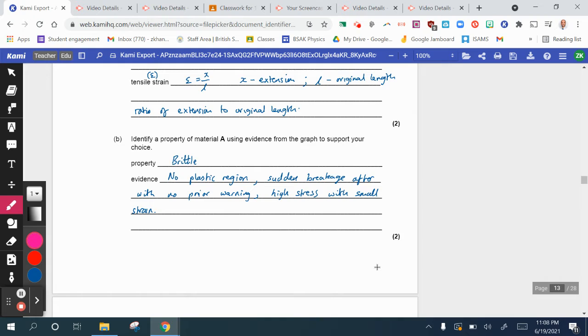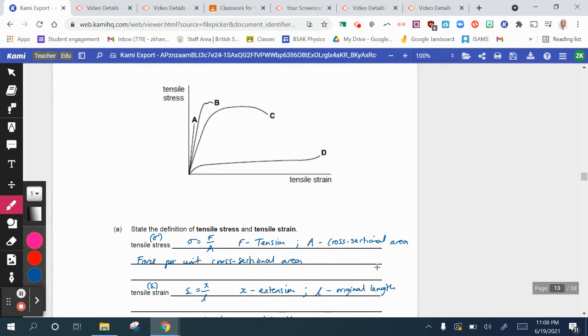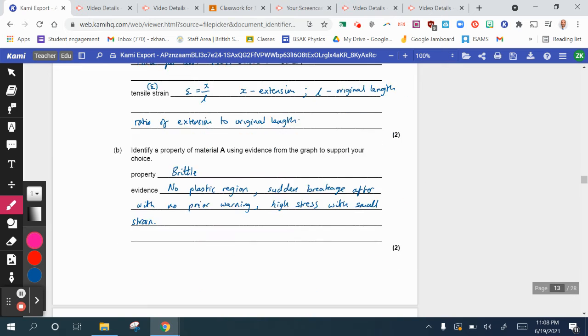You could also write there's a sudden breakage with no prior warning, and high stress with a small strain. You can see there's a high stress and a very, very small strain. So the material doesn't really extend by much at all before it breaks. And for it to even extend by a small amount, a large amount of stress is required. Those are the properties of a brittle material.